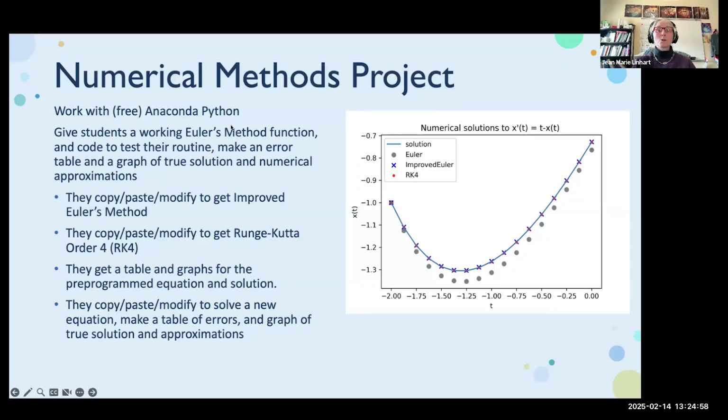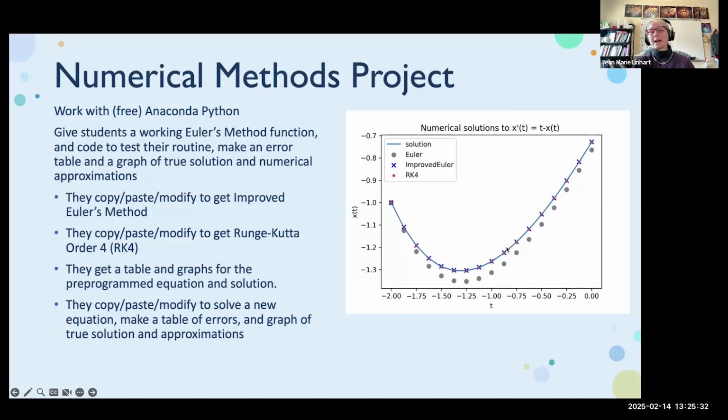So I give them a working Euler's method, and then I ask them to copy, paste, and modify to get improved Euler. And then once they've got a working improved Euler, they can copy, paste, and modify to get Runge-Kutta. And then they can look at what I've programmed for them in terms of tests and graphs to see how that works. And then I would like them to copy, paste, and modify to solve yet another differential equation, again, one that they can solve, so they've got a true solution there, and to make some more tables and graphs. So this is an example of the sort of graph that you've got.